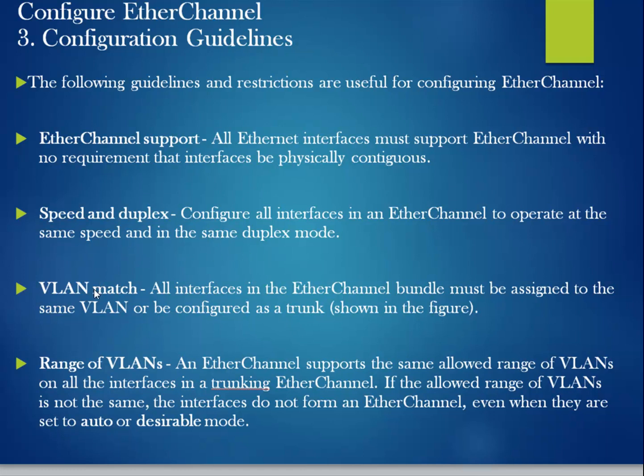Then VLAN match: they should be in the same VLAN. If you have different VLANs, there will be some issues and you have to go for trunking. Then range of VLANs, which is also an important concept. An EtherChannel supports the same allowed range of VLANs on all the interfaces in a trunking EtherChannel. If the allowed range of VLANs is not the same, the interfaces do not form an EtherChannel even when they are set to auto or desirable mode. So it should be in the acceptable range, otherwise the EtherChannel will not be created.